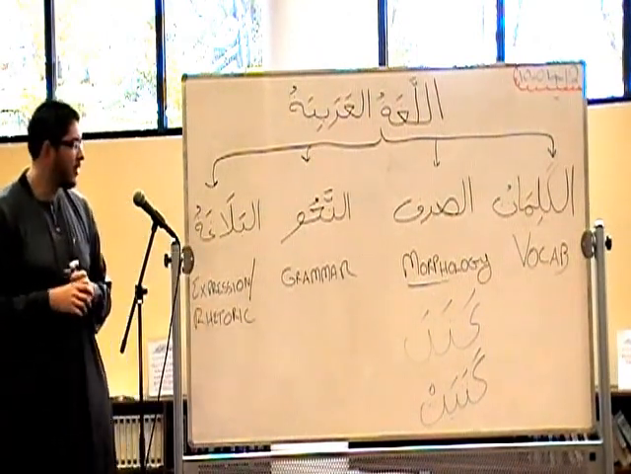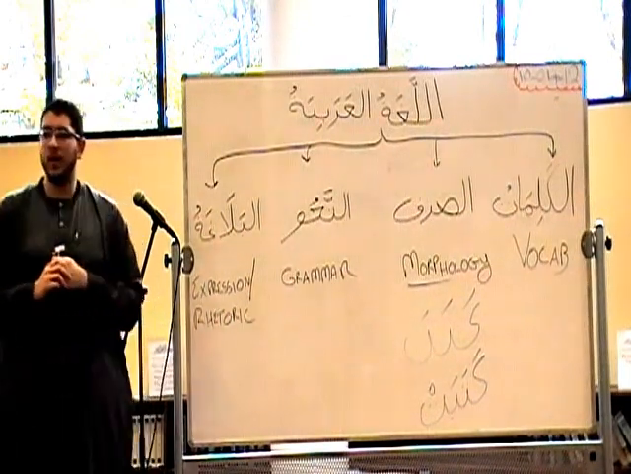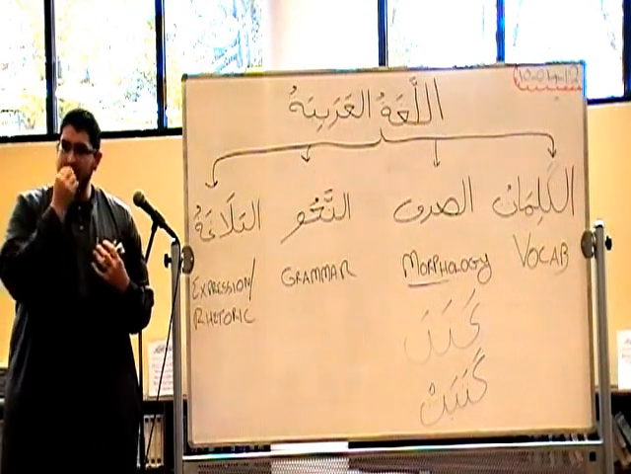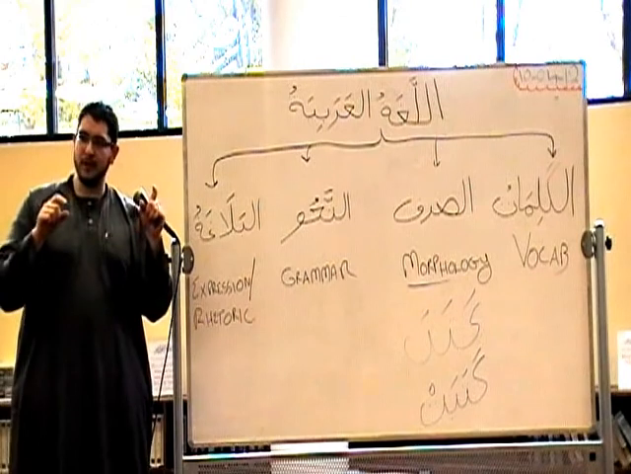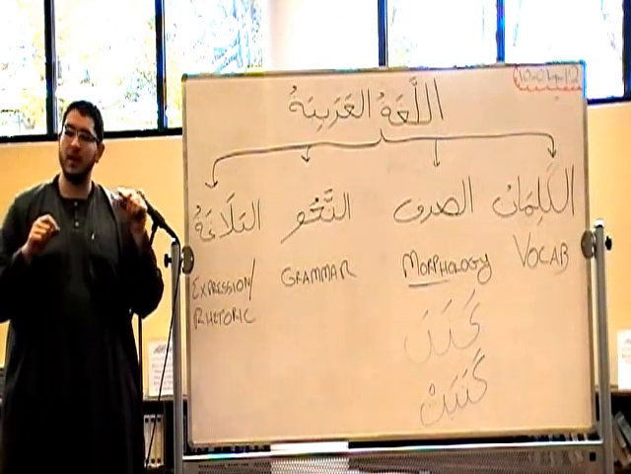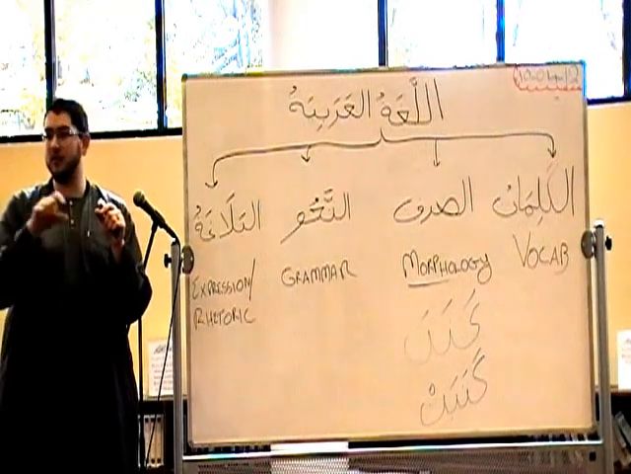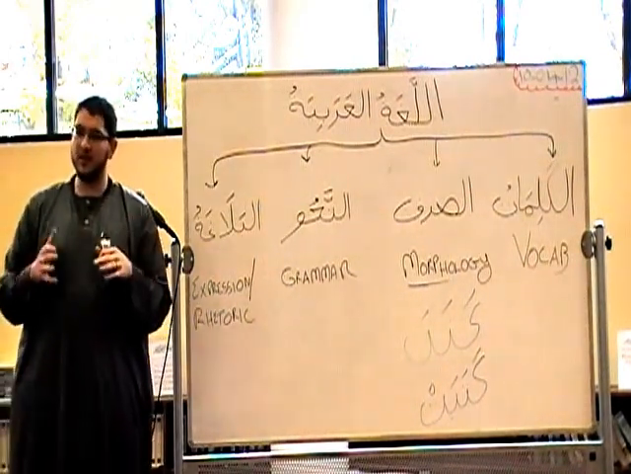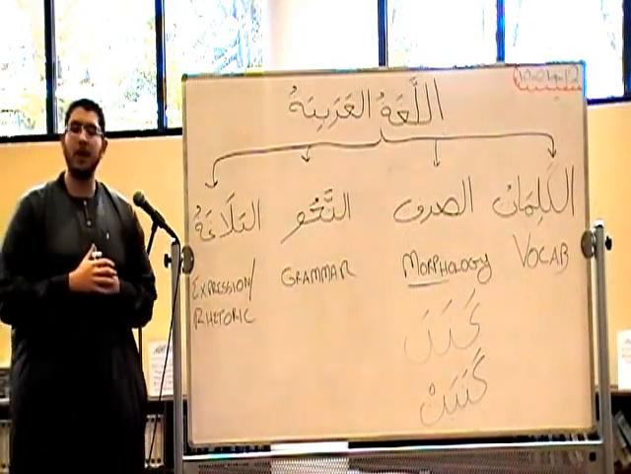Okay? The third study that we have is known as nahw. And nahw is the study of grammar. So in the English language, grammar entails basically how to put words together, how to put sentences together in terms of their order, and also punctuation. In the Arabic language, there's no punctuation in reality. Aslan, in its foundation, there is no punctuation.